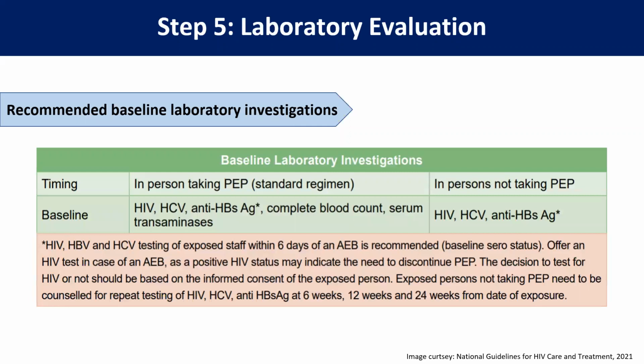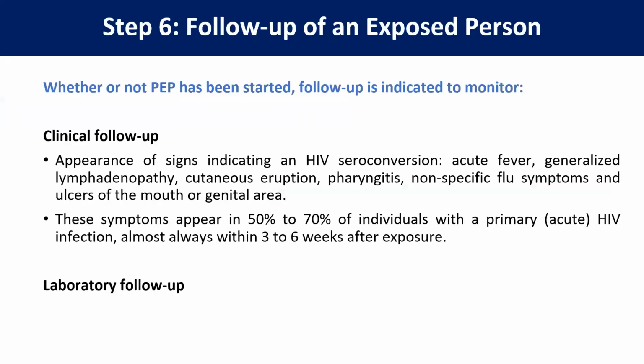Even after giving PEP or not giving PEP, better you counsel the person regarding repeat testing of HIV, HBsAg and HCV at 6, 12 and 24 weeks after exposure. Whether or not PEP has been started, follow-up is indicated to monitor. So you have to check whether HIV seroconversion has occurred or not. Whether the patient is having fever, generalized lymphadenopathy, eruptions, pharyngitis, flu-like symptoms, or oral or genital ulcers. Most, 50 to 70% of the patients, will have an acute HIV infection within 3 to 6 weeks after exposure.